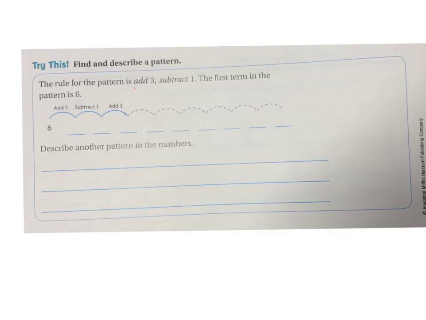This time, the rule is add 3, subtract 1. So the first time we're going to add 3, and then this next term we're going to subtract 1. Then the next one we're going to add 3, then subtract 1, okay? So the first term is 6. What would the next one be? We have to first add 3. So what's 6 plus 3? 9. Okay. Then the next part is subtract 1.